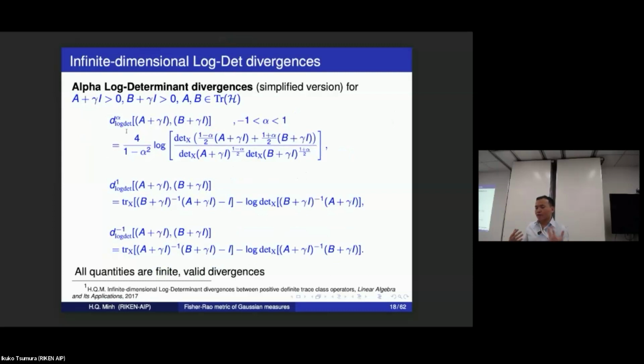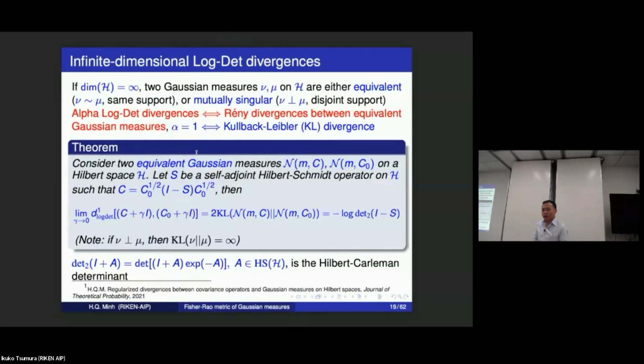So we can define the alpha log-determinant divergence in a very similar way, except that we use the extended operators and the extended Fredholm determinant. All the quantities are finite and they are valid divergences. We can prove many other properties of the divergences as well. In the case when alpha is equal to 1, we can show that if we have two equivalent Gaussian measures on Hilbert space H, then when gamma goes to 0, we recover the exact KL divergence. This is the connection between these regularized log-determinant divergences and the Rényi divergences between equivalent Gaussian measures.